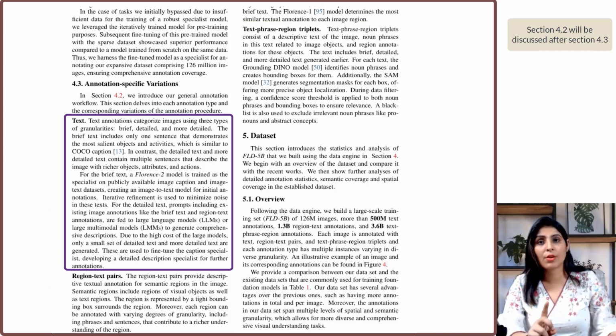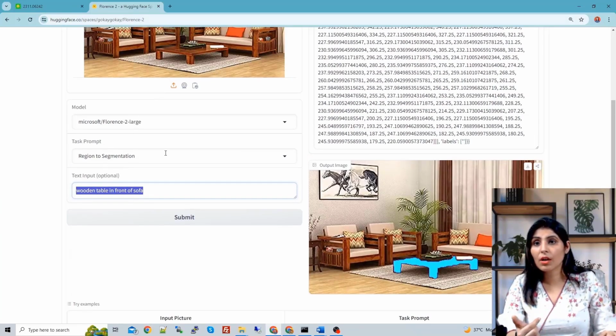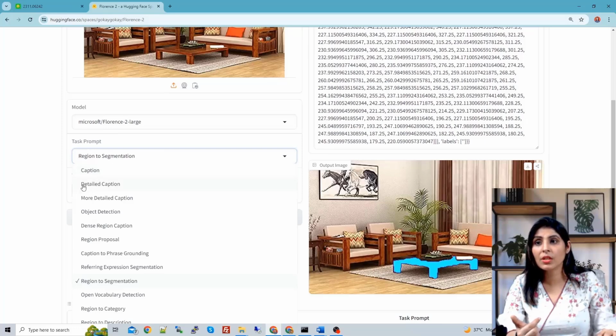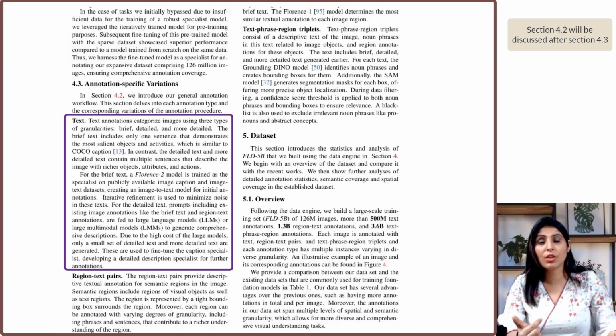The first one is text annotation. Text annotation categorizes images based on different levels of detail, from brief descriptions to more detailed narratives. Remember, while checking the demo, we used caption, detailed caption, and more detailed caption. So we have 3 different kinds of text over here. These are the 3 different kinds of text annotations they have. So that's what they are talking about over here. Okay, so text annotations are categorized into 3 levels of detail: brief text, detailed text, and more detailed text.